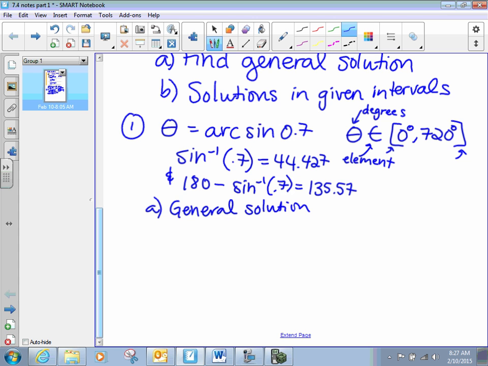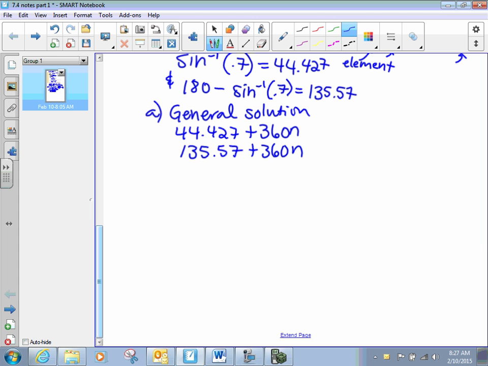So now if I'm going to follow the directions, A, the general solution, is going to be this: 44.427 plus 360n, and that just means that we can keep adding 360 to get more answers. We also have to include the second one, which is 135.57 plus 360n. So the general solution just means we're going to use that each time.